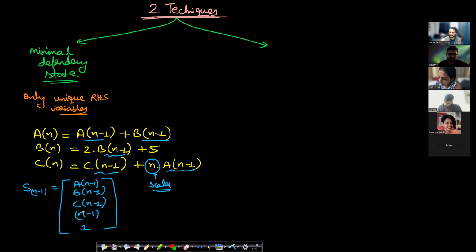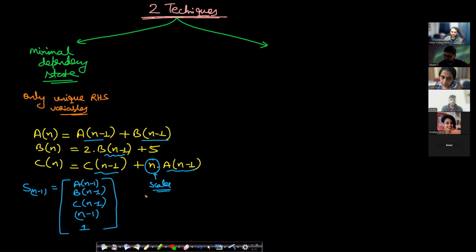At the nth step, if n equals 5, it will be 5 times A of n minus 1. If the n value is 4, it will be 4 times A of n minus 1. So I'm just keeping it as n minus 1. You can also keep it as n. But let's keep it as n minus 1 for S of n minus 1.